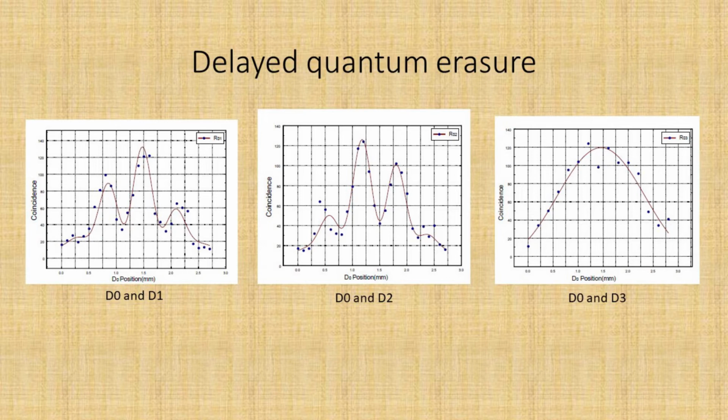As you can see, D1 and D2 produce interference patterns, while D3 does not. This occurs because D3 provides which-way path information, while D1 and D2 do not.